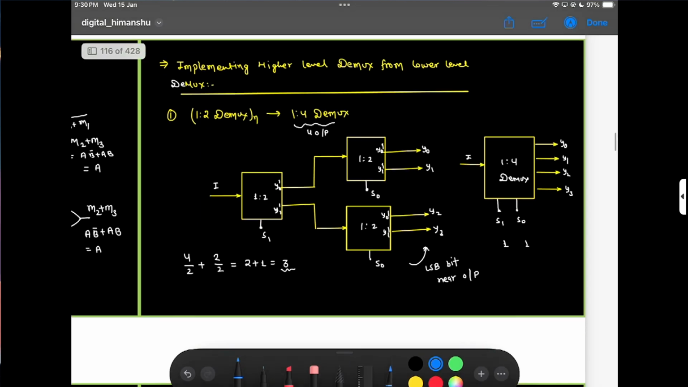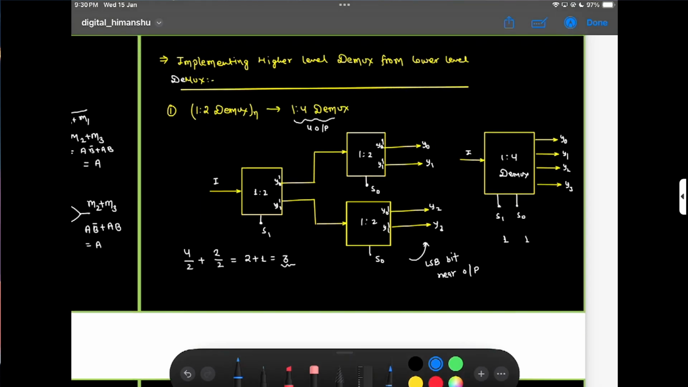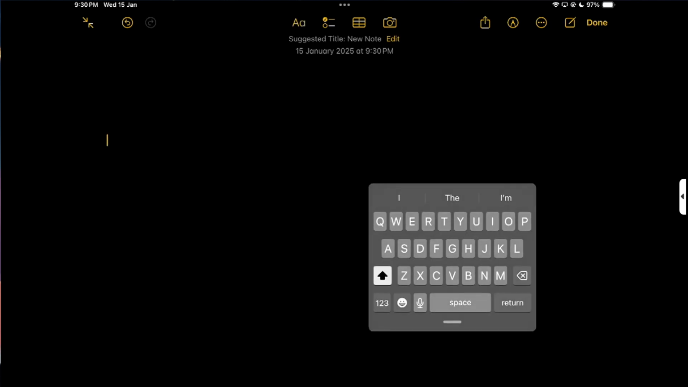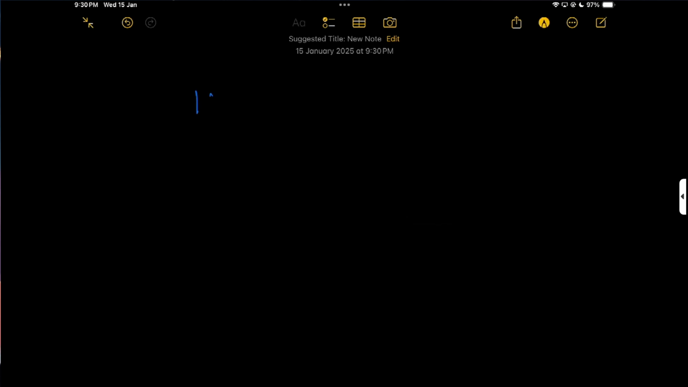Implementing higher level demuxes from lower level demuxes. We already saw how to make muxes. Suppose we have to make an 8 cross 1 mux by 4 2-to-1 muxes; in the previous video we already explained. The same way we can also make demuxes, like a 1 cross 16 demux using 1 cross 2 demuxes. That is also possible. Let me go through a small example, a 1-to-4 demux by 1-to-2 demuxes.